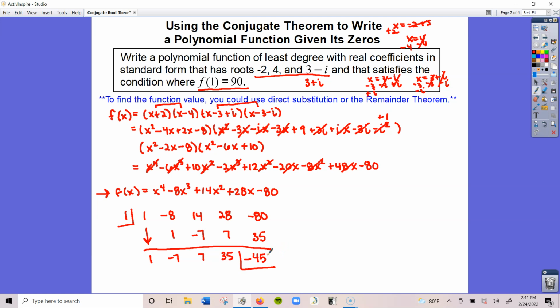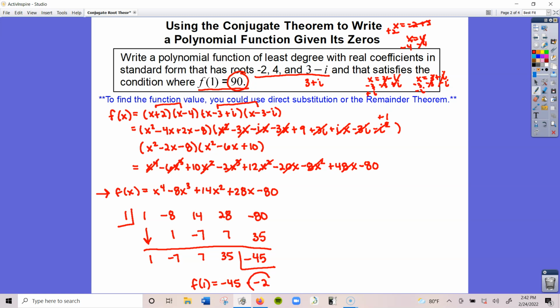Now what we wanted is for this polynomial to equal 90. But here we get that f of 1 is equal to negative 45. So our zeros are fine. We did all of this correctly. The only thing is now that we want our function value to be that 90. So once we get our function value, if it doesn't equal what we need it to equal, we have to figure out what number we need to multiply in order for this negative 45 to become 90. We would need to multiply it by negative 2, since negative 45 times negative 2 gives me 90.